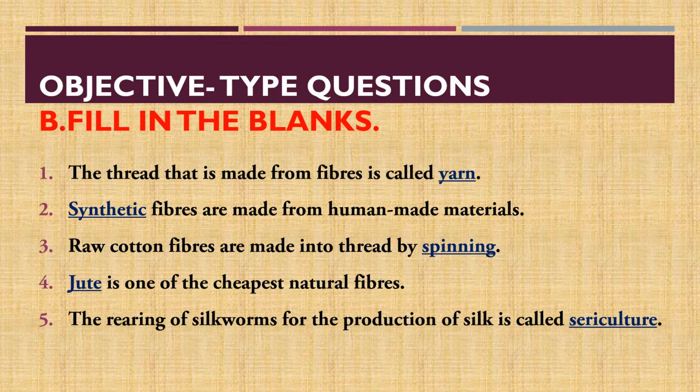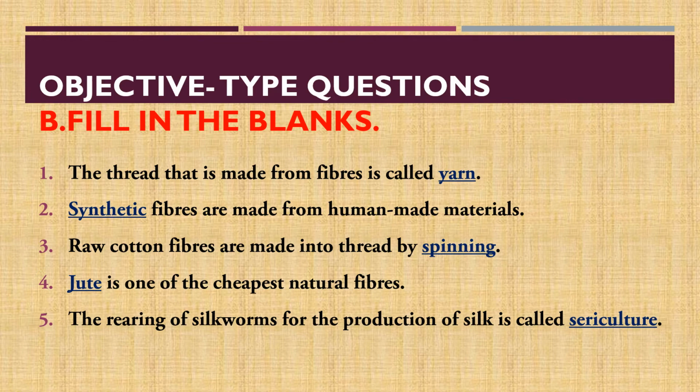Question 2. Dash fibers are made from human made materials. Answer: synthetic. Synthetic fibers are obtained from chemicals. Question 3. Raw cotton fibers are made into thread by dash. Answer: spinning. The process of making yarn from fibers is called spinning.